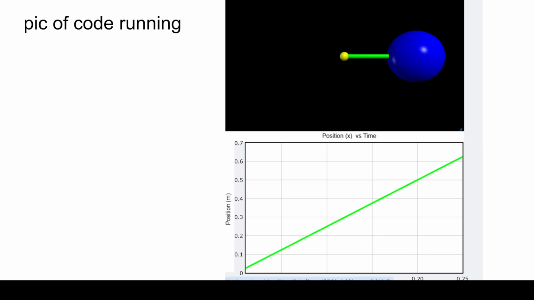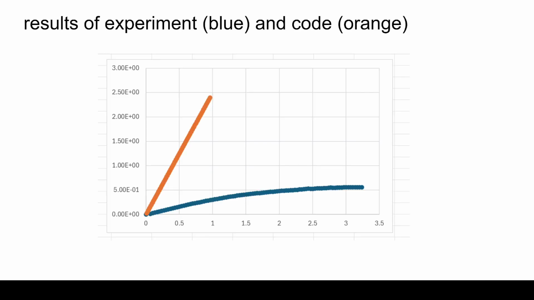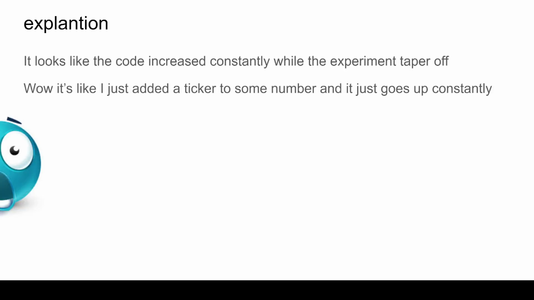Of course, position over time. Look at the ball go in a direction. Here are the results. Obviously, the code increased constantly while the experiment tapered off.